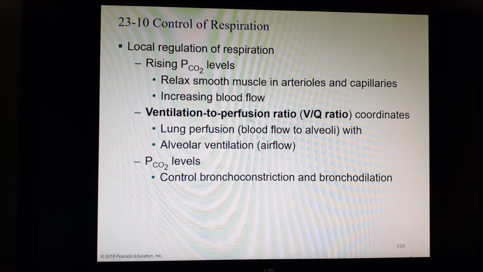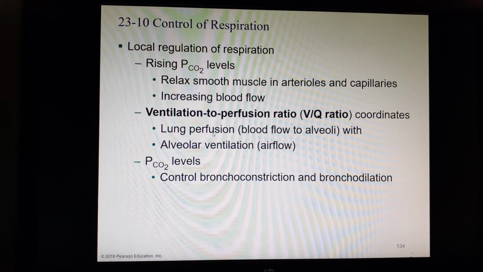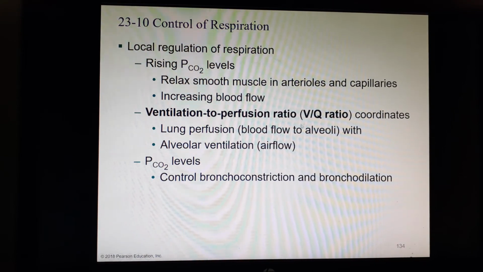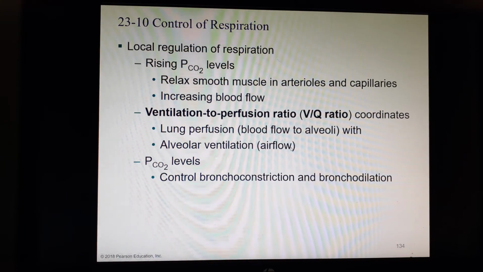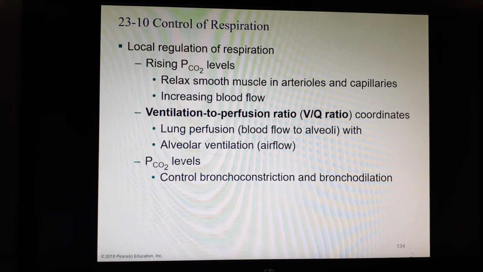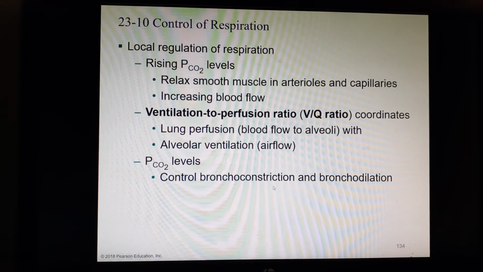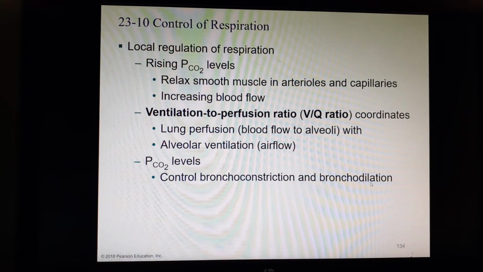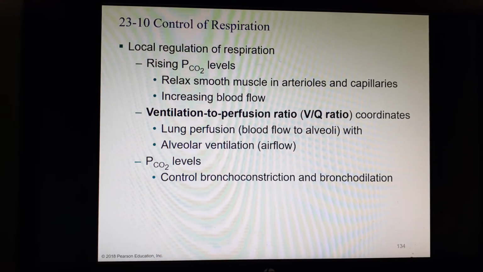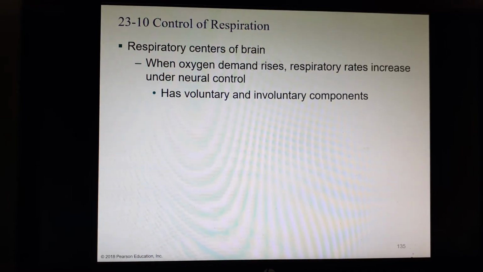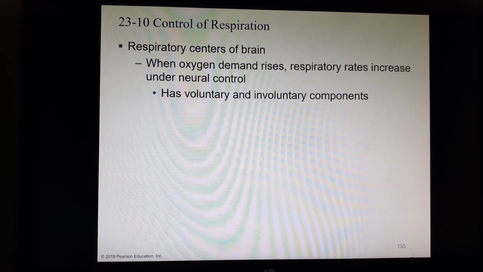Your ventilation to perfusion ratio, or VQ ratio, coordinates your lung perfusion, how the blood is going through the alveoli areas, to your breathing. And your PCO2 levels control your bronchoconstriction and bronchodilation to match those airflow to blood flow. Now, this is ultimately controlled by the respiratory center of the brain.